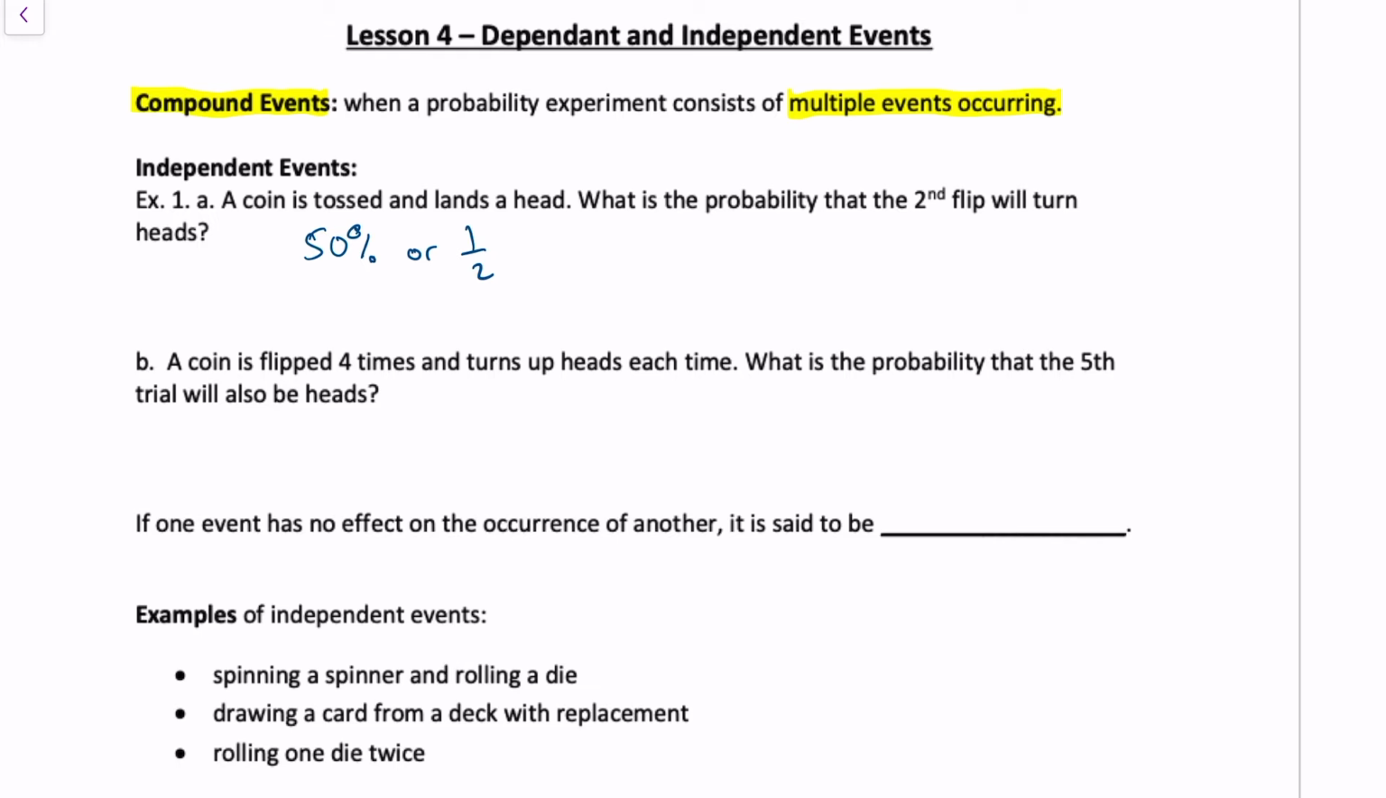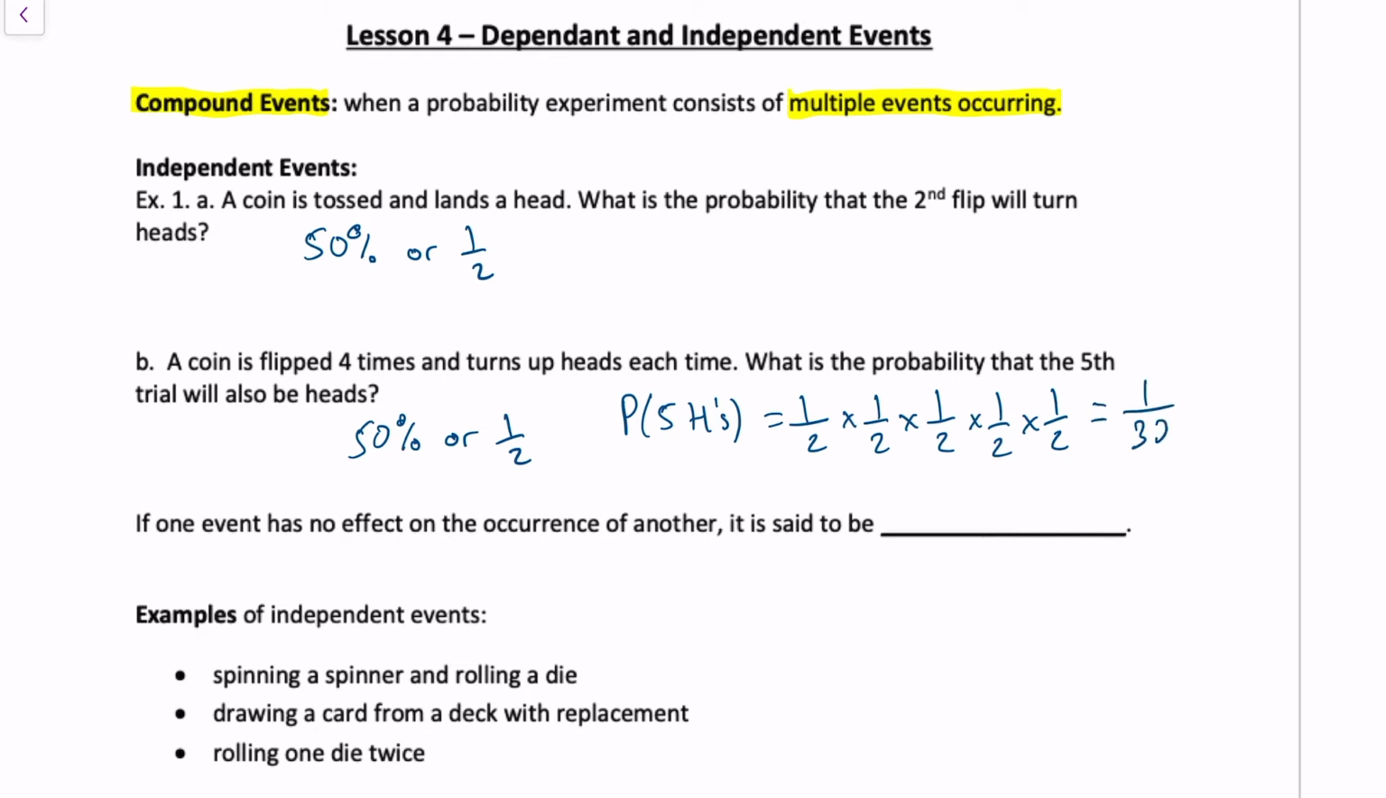It doesn't matter how many times you flip it, you always get the same chance every single time that you flip. So it doesn't change, and we'll talk about when it can change, not with coins, but in other situations. So let's say a coin is flipped 4 times and turns up heads each time. What's the probability that the fifth trial will also be heads? Again, it doesn't change. It's 50% or 1/2, or you could say 0.5. And if we wanted the probability of 5 heads, you would have 1/2 times 1/2 5 times, or 1/2 to the exponent 5, which gives me 1/32.